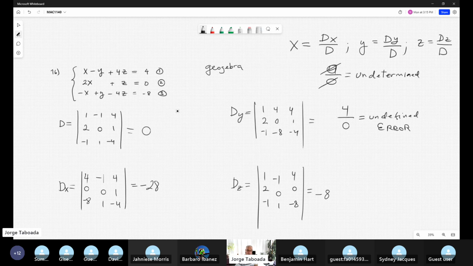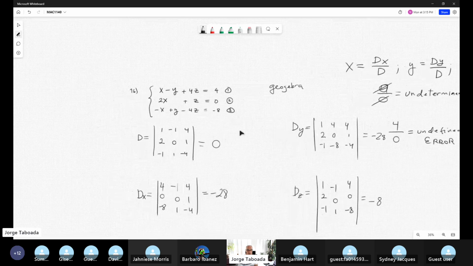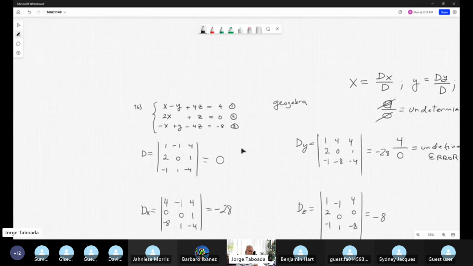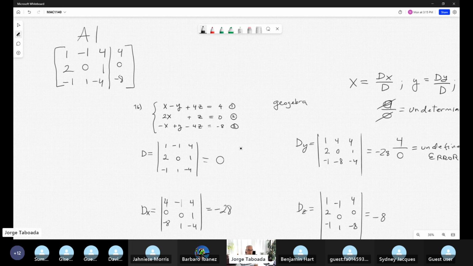Just in case, to make sure everything is okay, I double check this idea using the famous reduced row echelon. So I create in one corner of the piece of paper my augmented matrix: 1, negative 1, 4, 2, 0, 1, negative 1, 1, negative 4, separated by a vertical line, and you copy 4, 0, and minus 8. This is the augmented matrix. Get the matrix A together with the matrix B.